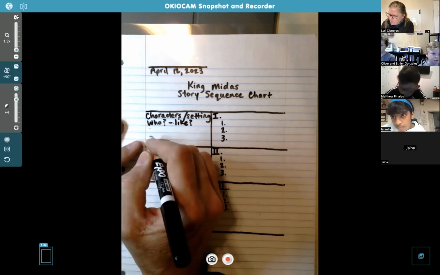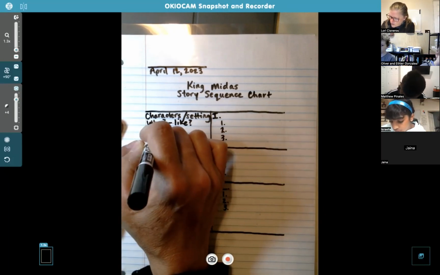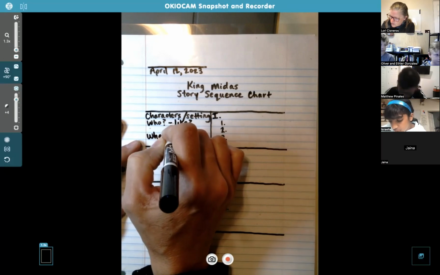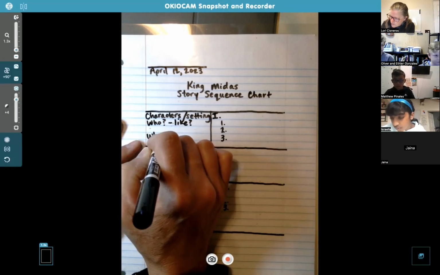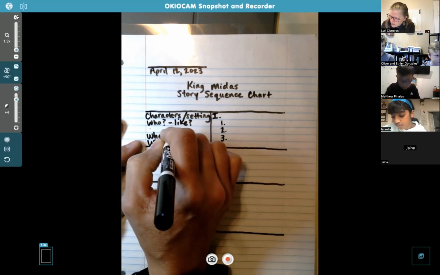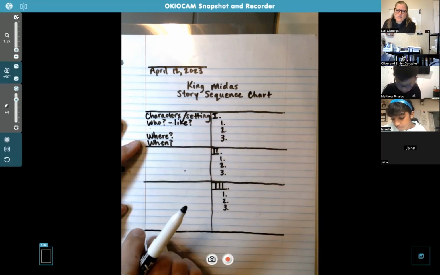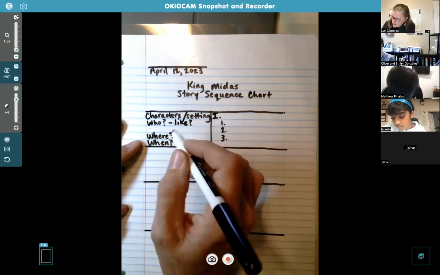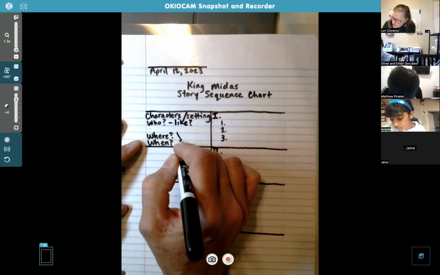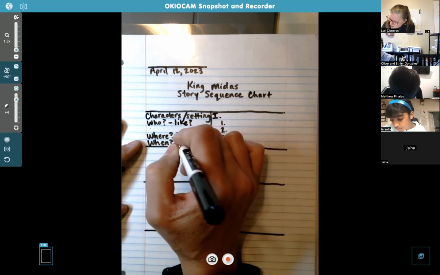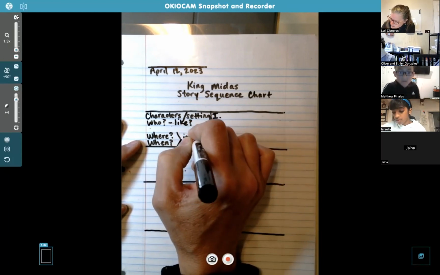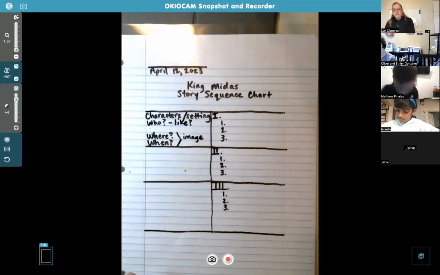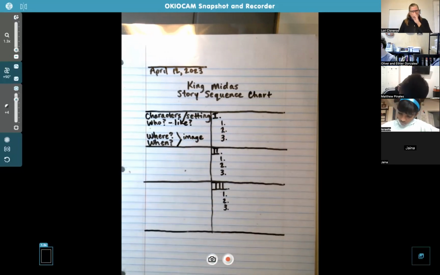And then go ahead and skip a line here, and you're going to put the words where, question mark, and when. And those two address the setting. And then next to that, you're going to draw this little bracket and put the word image. That word image is another way to say like picture in your head.